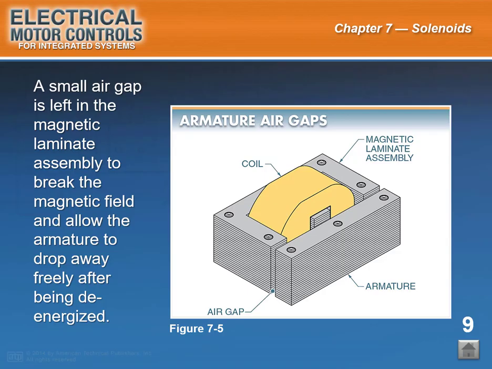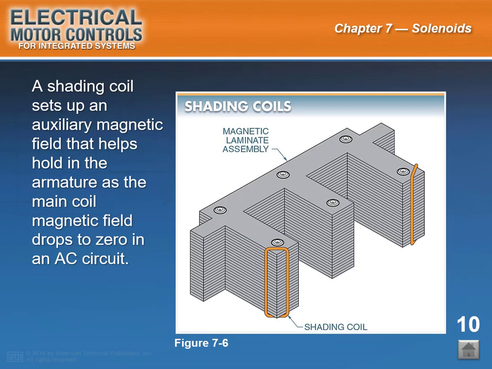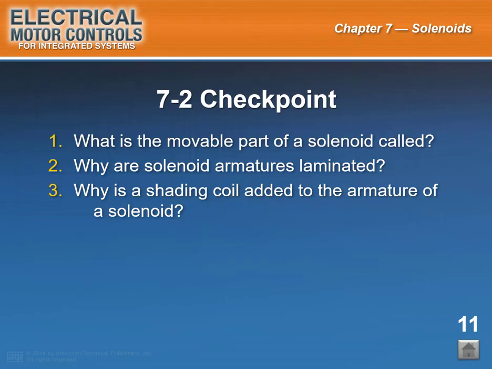End of slide 9. Start of slide 10. Slide caption: a shading coil sets up an auxiliary magnetic field that helps hold in the armature as the main coil magnetic field drops to zero in an alternating current circuit. See figure 7-6. A shading coil is a single turn of conducting material, normally copper or aluminum, mounted on the face of the magnetic laminate assembly or armature.